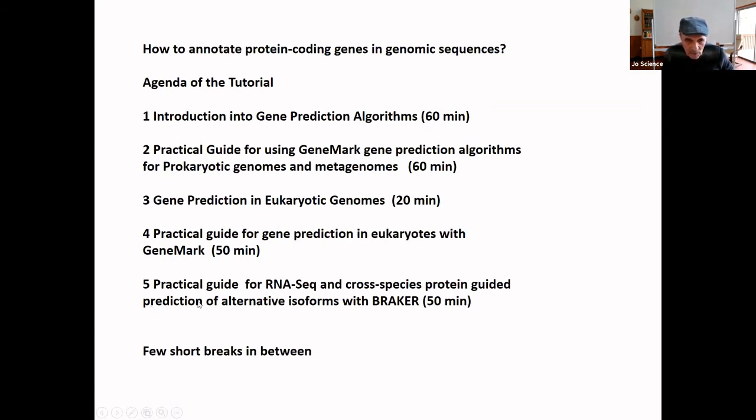And then we also have a combination with another gene finder, Augustus, and this is our collaborative product with Germany. The name of this pipeline is BRAKER. So we have this division into time sections, and there will be some short breaks in between. That's the way we plan this tutorial.